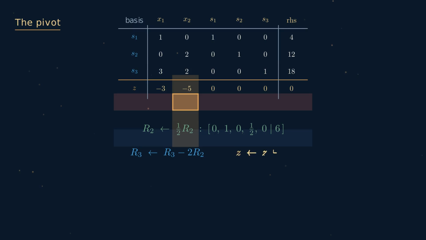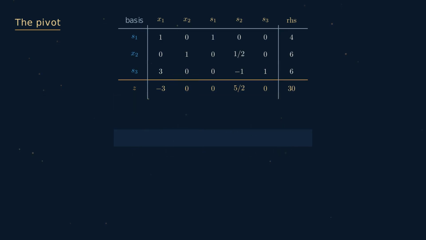Step 2. Knock out every other entry in that column. Subtract twice the new row from the third row, and add 5 times it to the bottom row. And there is the new table. x2 has replaced s2 in the basis, and its column is now the clean 1 and zeros pattern the slack used to have. Read it off.